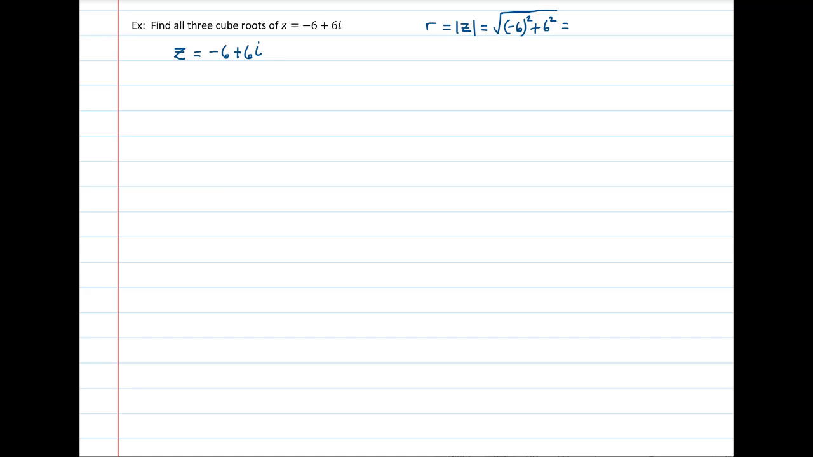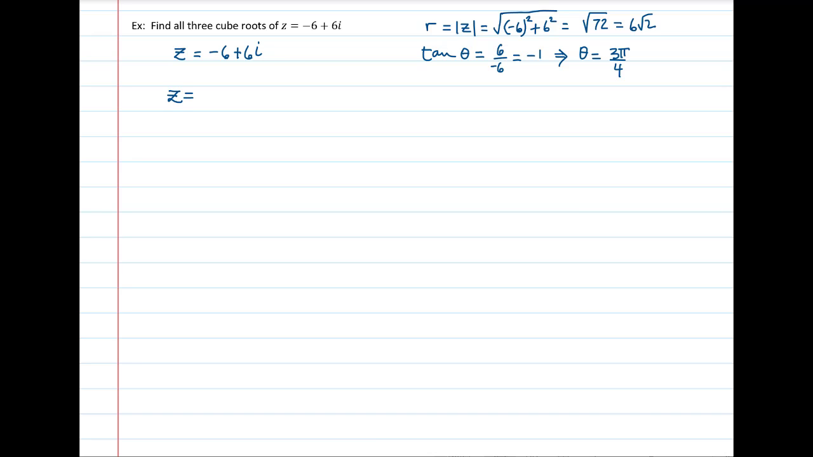So the modulus would be the square root of negative 6 squared plus 6 squared, which is the square root of 72. Simplified is 6 square root of 2. The argument comes from the equation tangent of theta equals b over a, which is 6 over negative 6, which is equal to negative 1. Now from here, when is tangent equal to negative 1? Tangent is negative in the second and fourth quadrant. But look at where z is. If you were to graph z, negative 6 plus 6i is actually in the second quadrant. So then theta has to be 3 pi over 4.